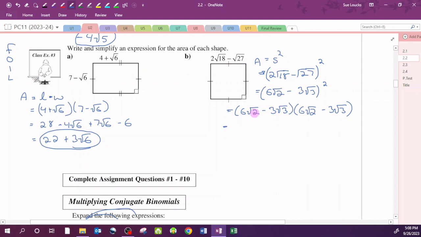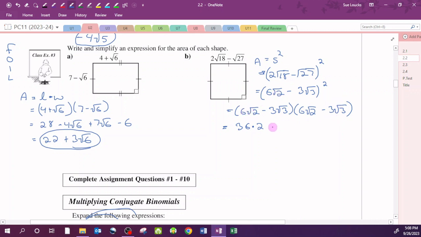So my first is going to be 6 times 6 is 36 times root 2 times root 2, which is 2. Be careful there that you don't write it times 4. You can do 36 root 4, but it's probably just, be really careful about that. This is easy to mess up, okay?